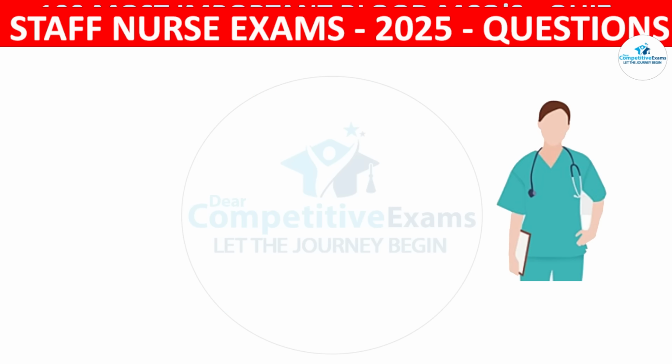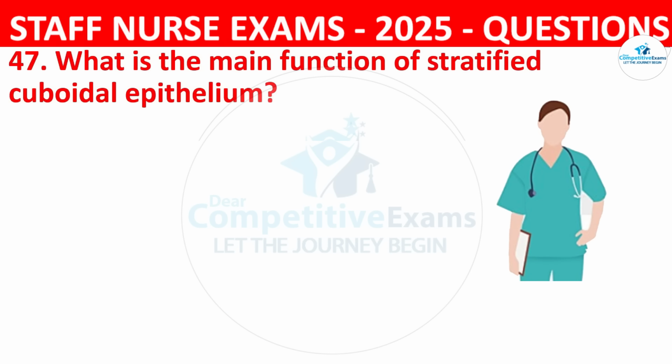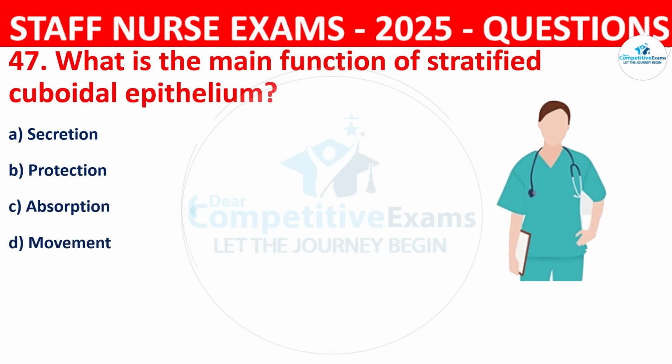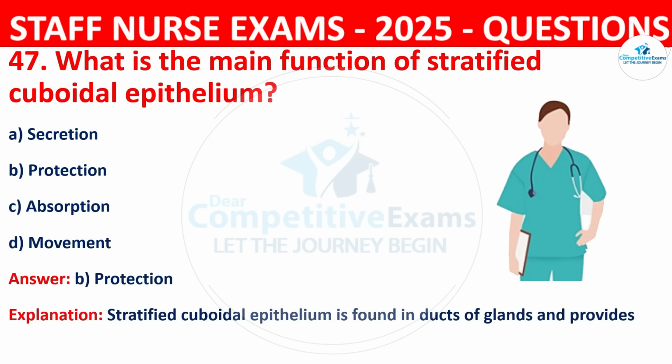Question number 47. What is the main function of stratified cuboidal epithelium? The options are secretion, protection, absorption, or movement. The correct answer is B, that is protection. Stratified cuboidal epithelium is found in the ducts of glands and provides protection for underlying tissues.